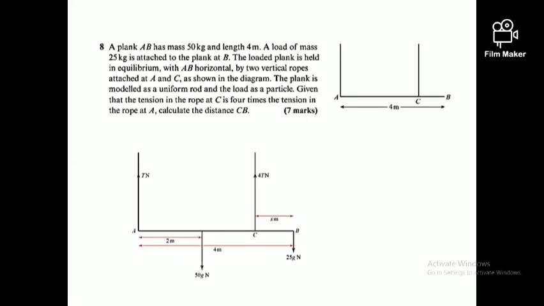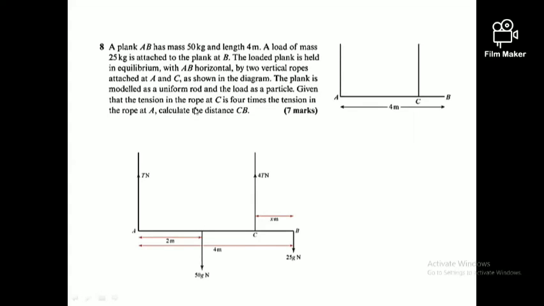And there's another fact given: the tension in the rope at C is 4 times the tension at A. So here the tension is 4 times the tension at here. Therefore, you can mark here the tension as T, and this would be 4 times of it, so 4T. Let's see how to mark these facts.